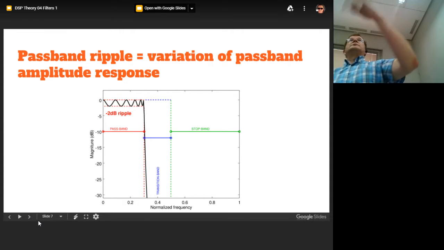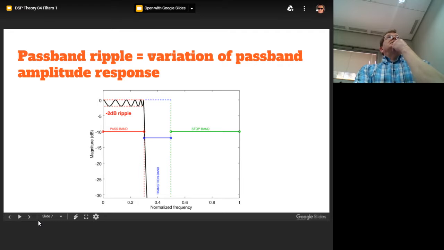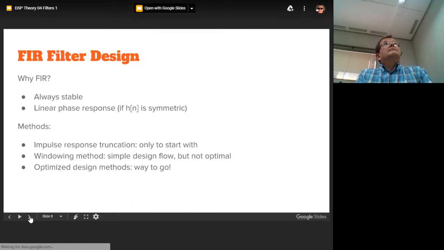Okay, I told you already about this passband ripple. So if that is defined as one of the filter parameters, then that will set the place where the passband cutoff frequency actually is.